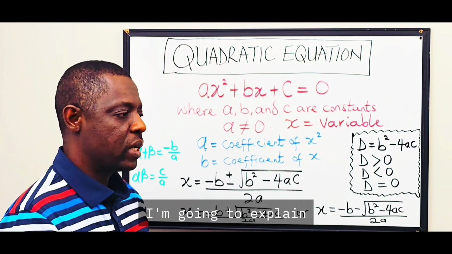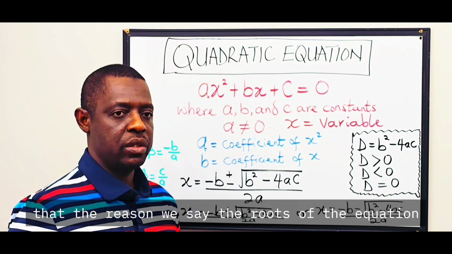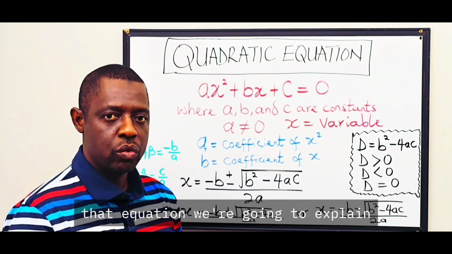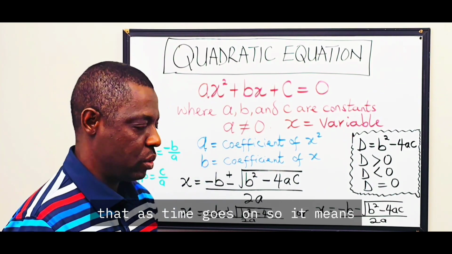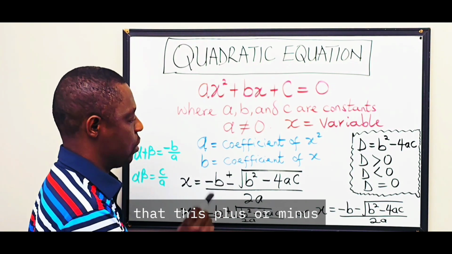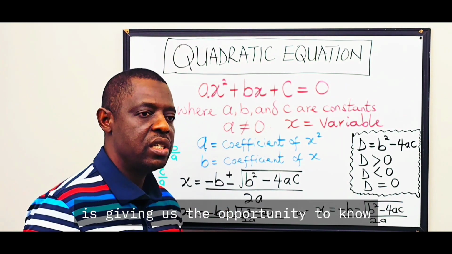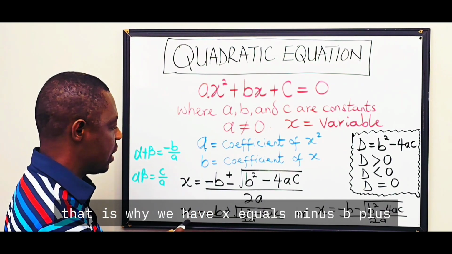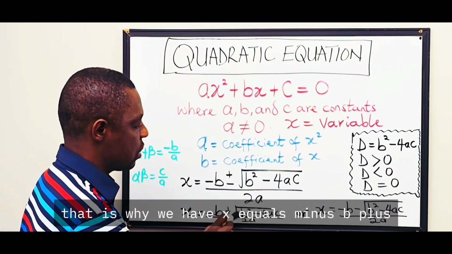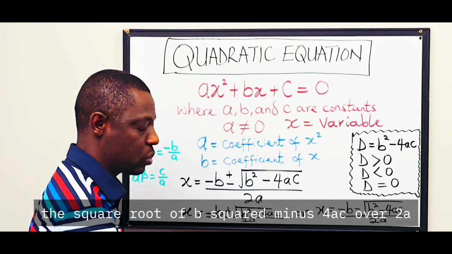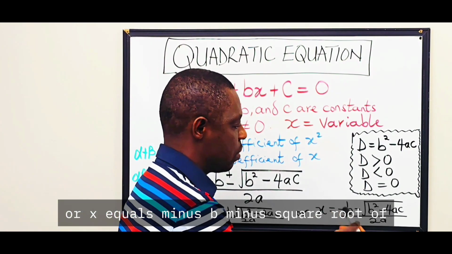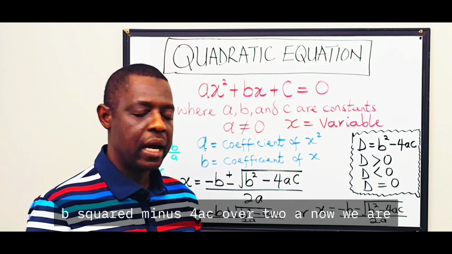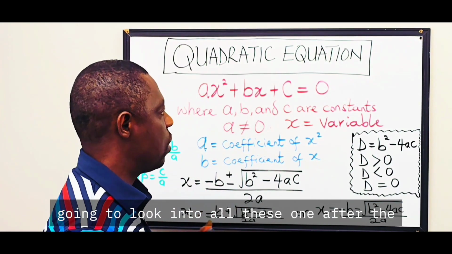What does that mean? I'm going to explain that. The reason we say the roots of the equation are the solutions to that equation, and also that they are the zeros of that equation, we're going to explain as time goes on. The plus or minus tells us that we must have two values of x. That is why we have x equals minus b plus the square root of b squared minus 4ac over 2a, or x equals minus b minus the square root of b squared minus 4ac over 2a. Now, we are going to look into all these one after the other.